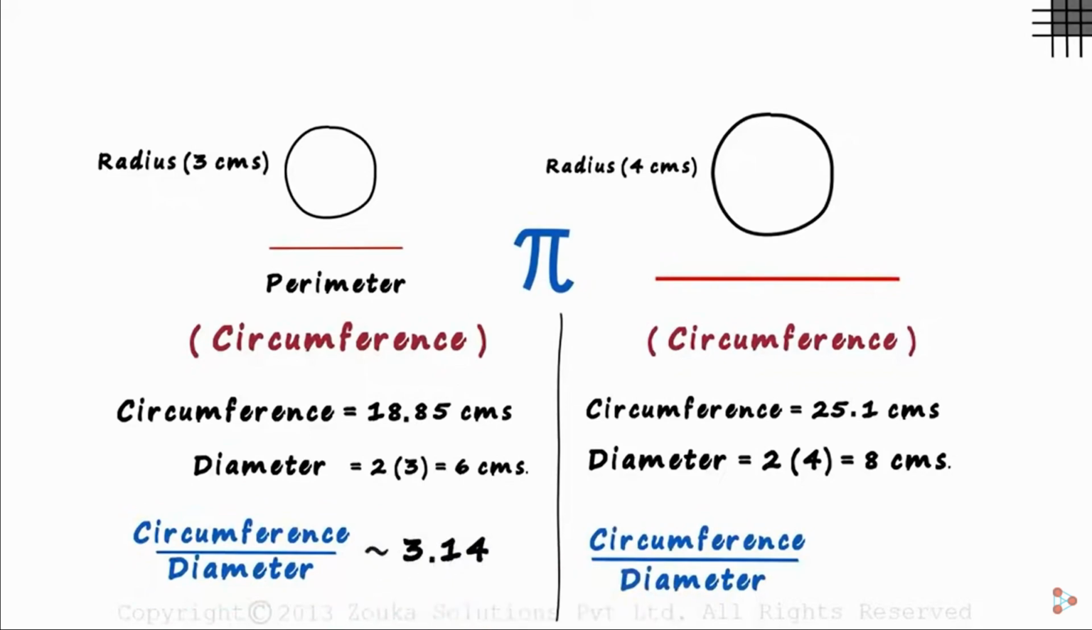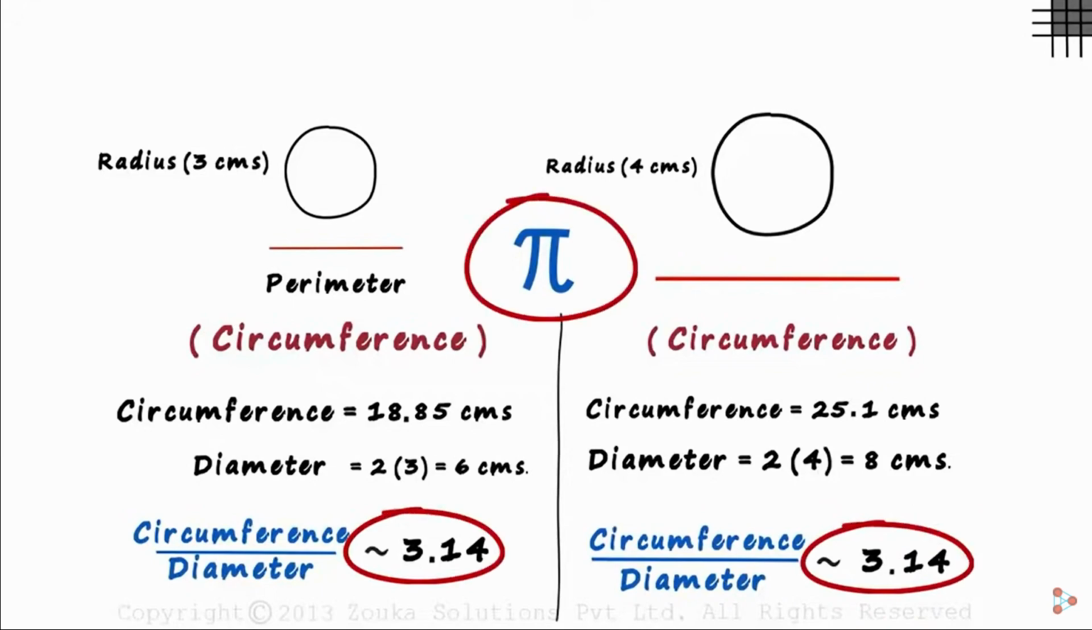And guess what? In the second case too, we get the value of circumference by diameter as approximately 3.14. No matter what circle you look at, the value of circumference by diameter will always be approximately equal to 3.14. This value is pi. Remember, both these values are approximations.